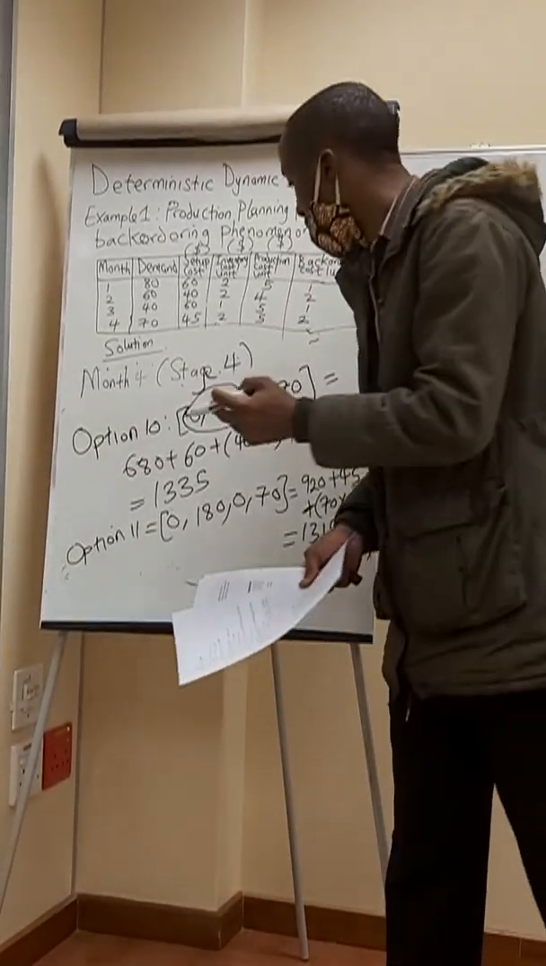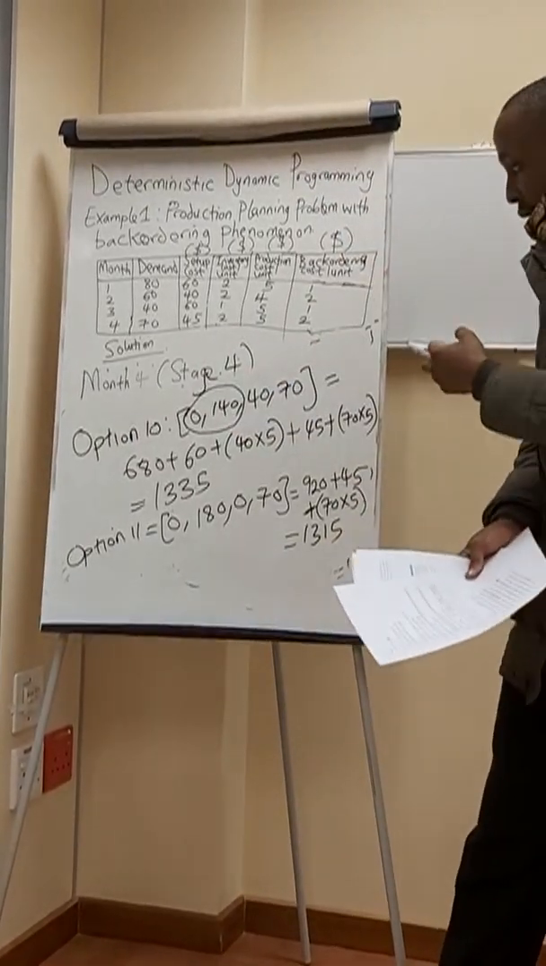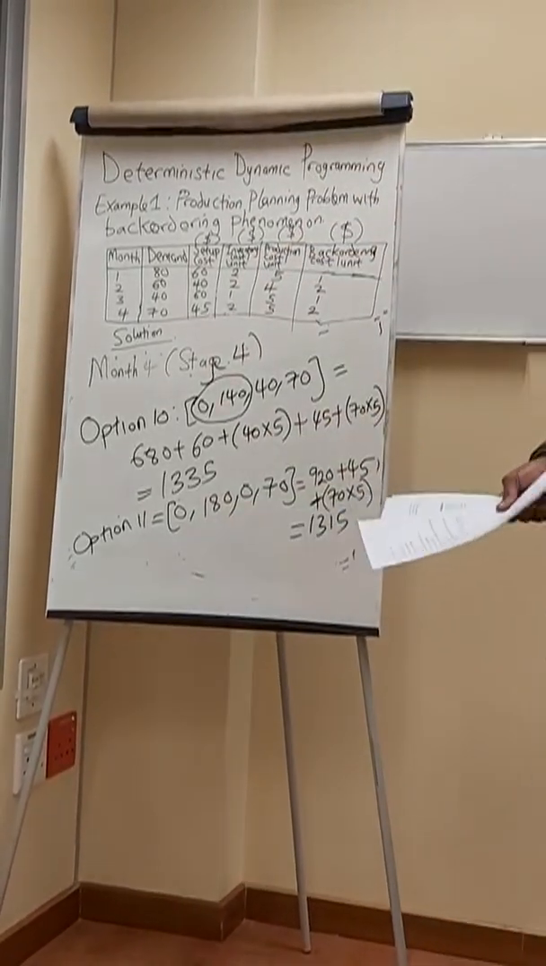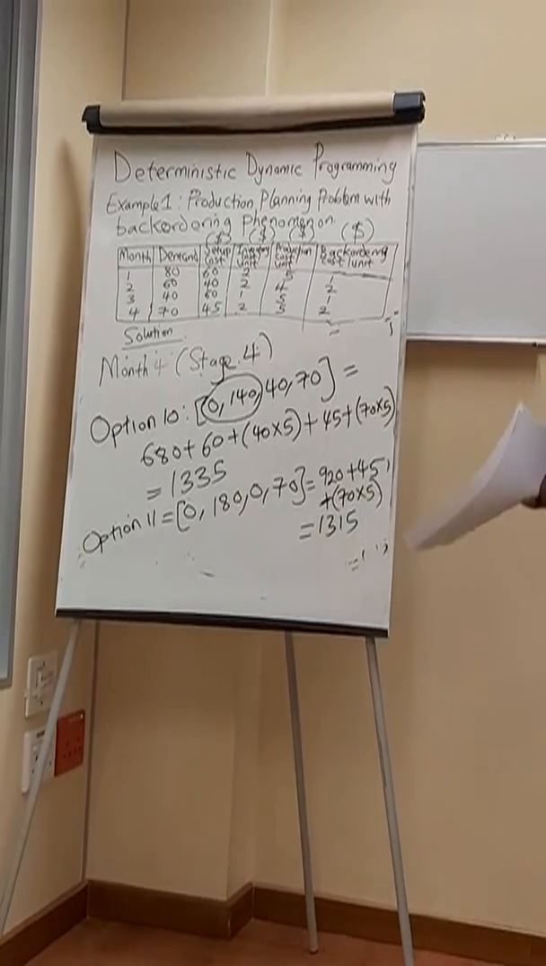Then if you do your expression and try to figure that out, you see that you are going to get 1335 as the solution cost for that option number 10.